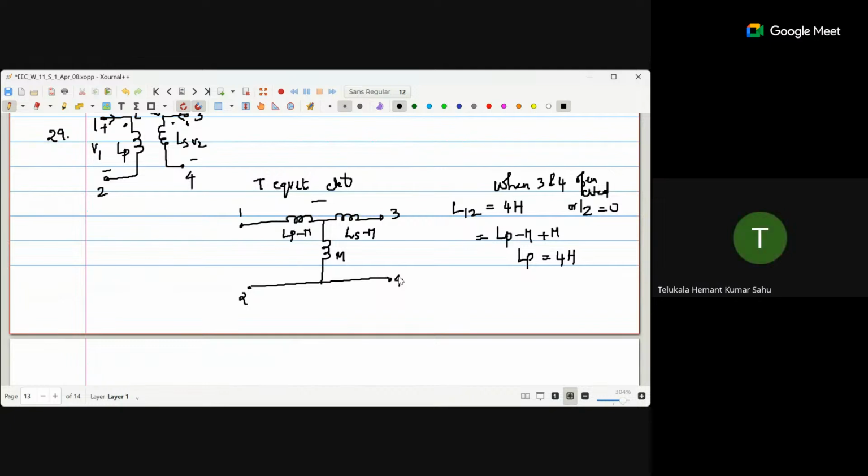Initially 3 and 4 are open. So from the primary side, it is LP minus M plus M, that is LP, which is L1. So LP we have got here as 4 Henry. Similarly, LS minus M plus M will give you LS, which is L2. LS is 2 Henry given. So L2 is 2. So root of L1 L2 becomes root 8.